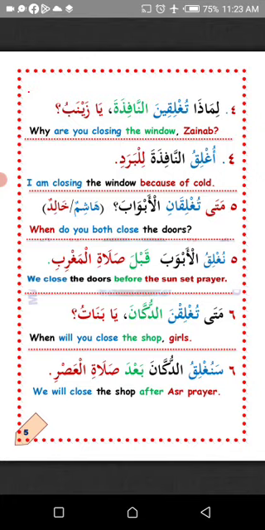سنغلق الدكان بعد صلاة العصر. سنغلق الدكان, we will close the shop, بعد صلاة العصر, after the Asr prayer. لعلك فهمت؟ I hope you understand. ما شاء الله.